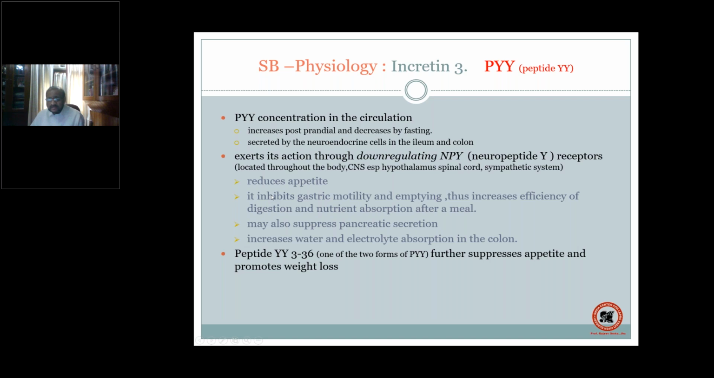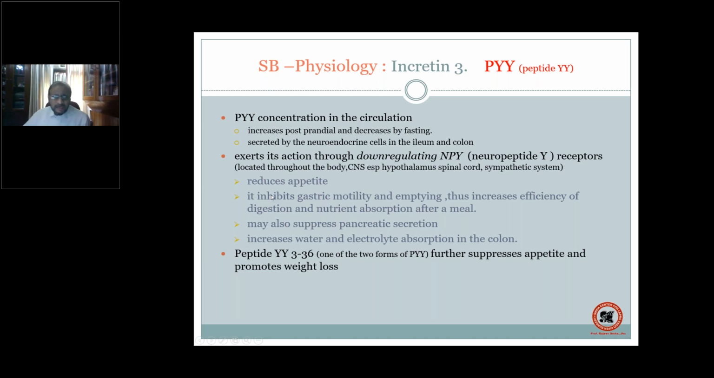And what do these receptors do? They reduce your appetite. They inhibit your gastric motility and emptying. They suppress your pancreatic secretion. They increase the water and electrolyte absorption in the colon. So together this action is again what we now know as the ileal brake mechanism.